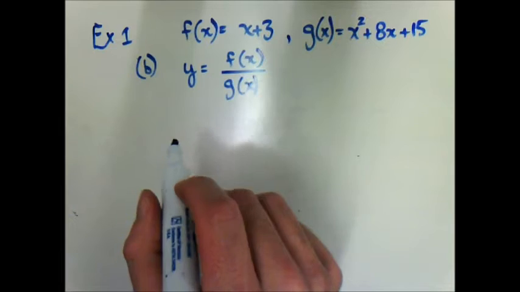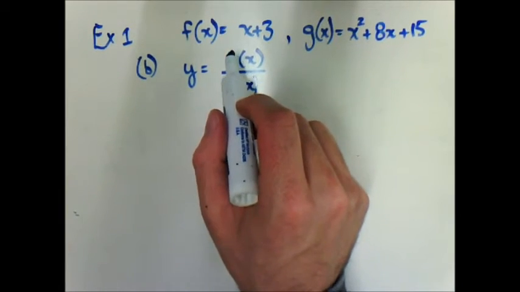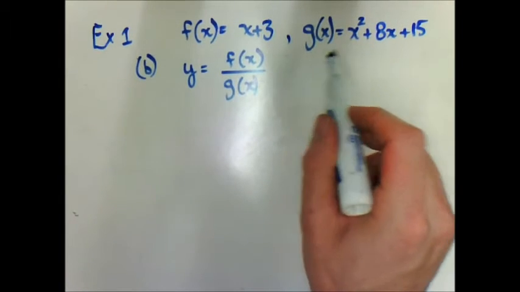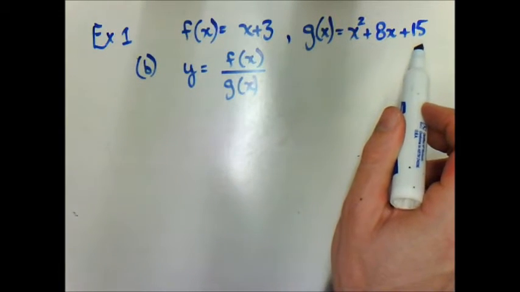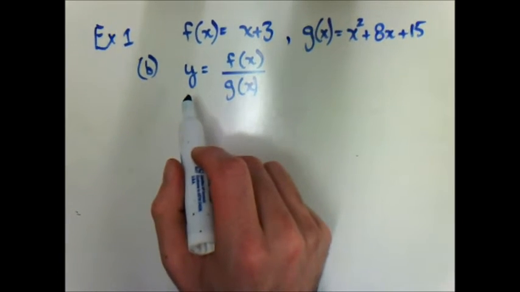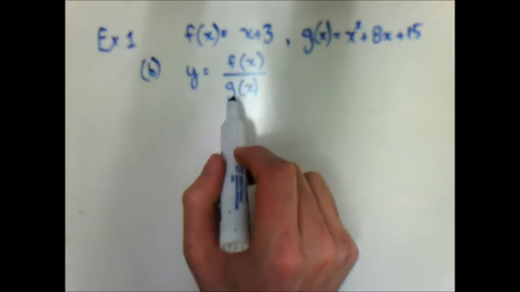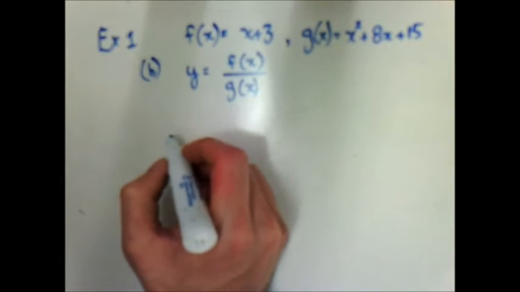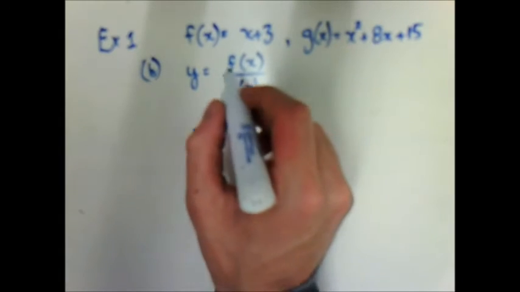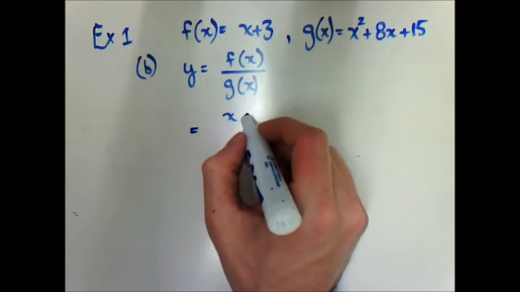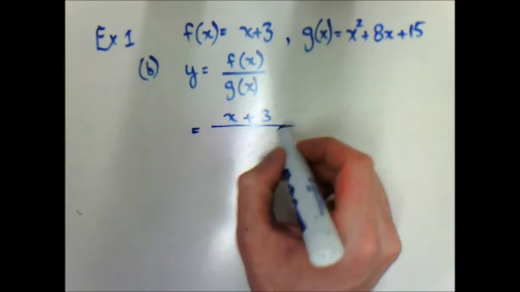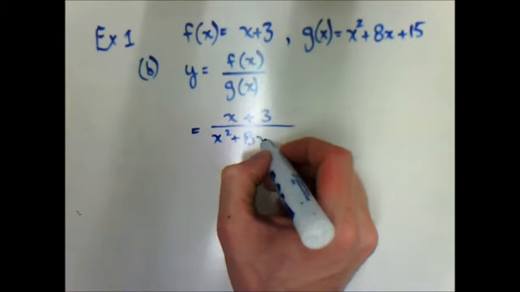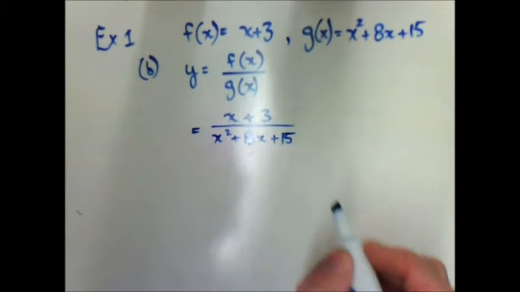Okay, example 1b, we have the same two original functions, f of x equals x plus 3, and g of x equals x squared plus 8x plus 15, and we are asked to find y equals f of x over g of x. And so our first step is to sub in our functions: x plus 3 over x squared plus 8x plus 15.